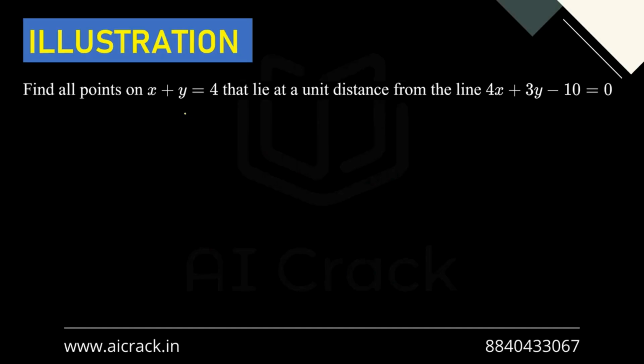Now let's look at this example. Find all the points on x plus y equals 4 that lie at a unit distance from the line 4x plus 3y minus 10 equals 0. So let's say this is our line 4x plus 3y minus 10 equals 0, and this line is cutting it like this, x plus y minus 4 equals 0. I'm not drawing the exact lines by taking out the slopes on the coordinate axes, because that doesn't really matter, since in such questions we have to solve mathematically.